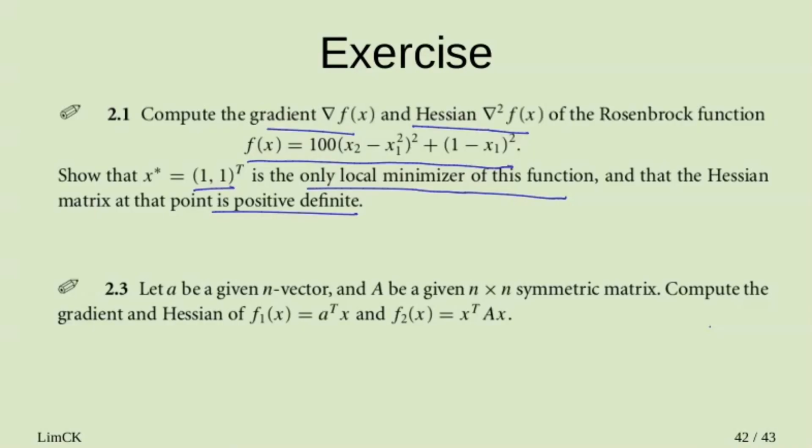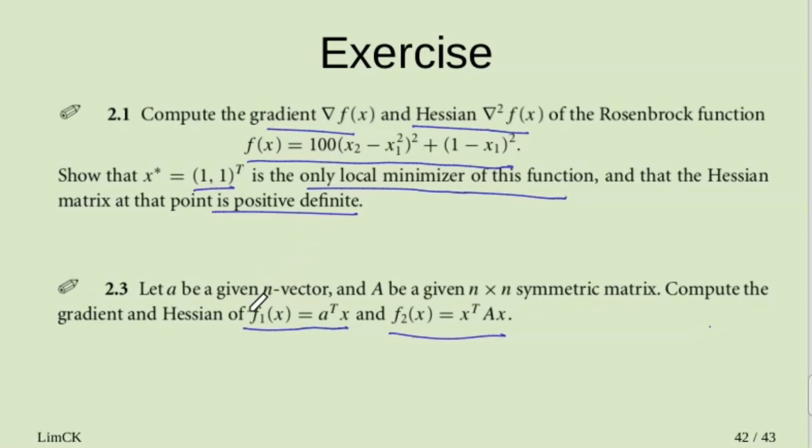Okay, for question 2, we have a as a vector. A is a vector and B is a symmetric matrix. Compute the gradient and Hessian of this function and this function. Seems like we have to do a lot of things.